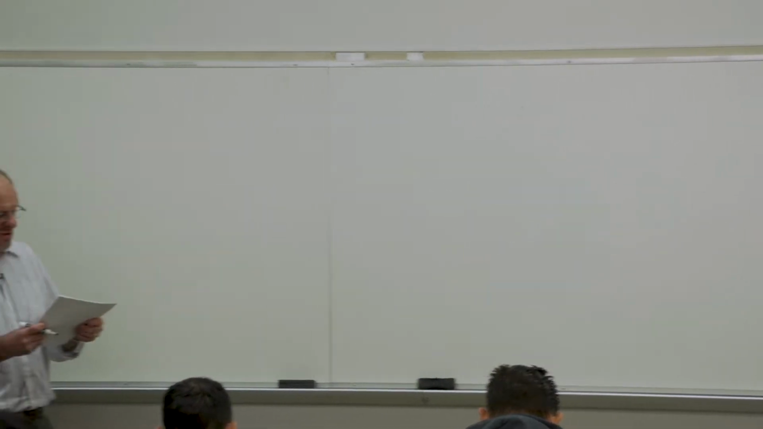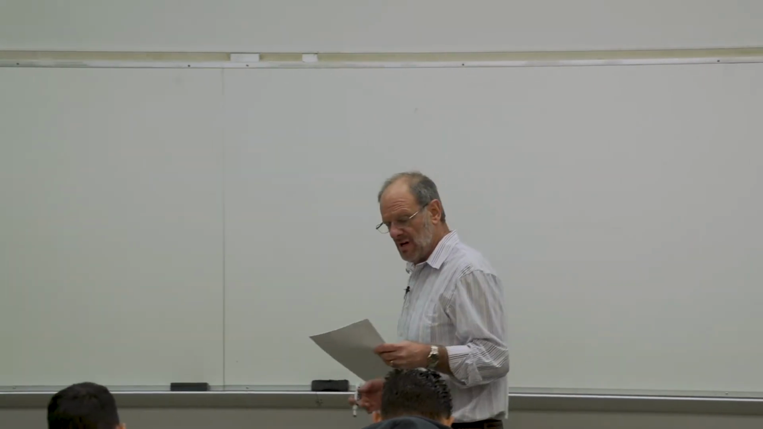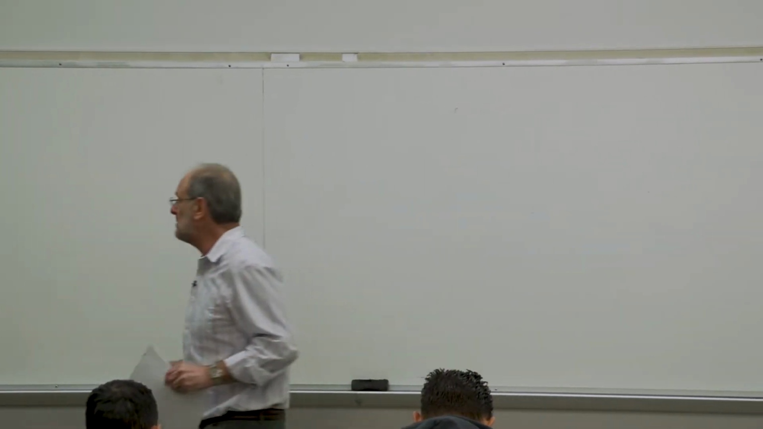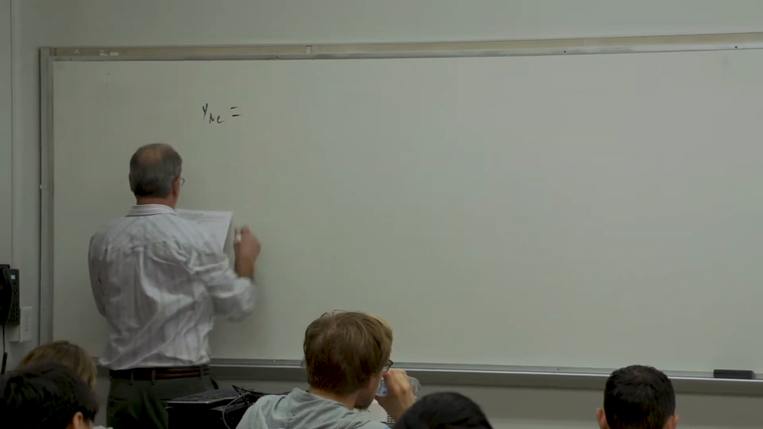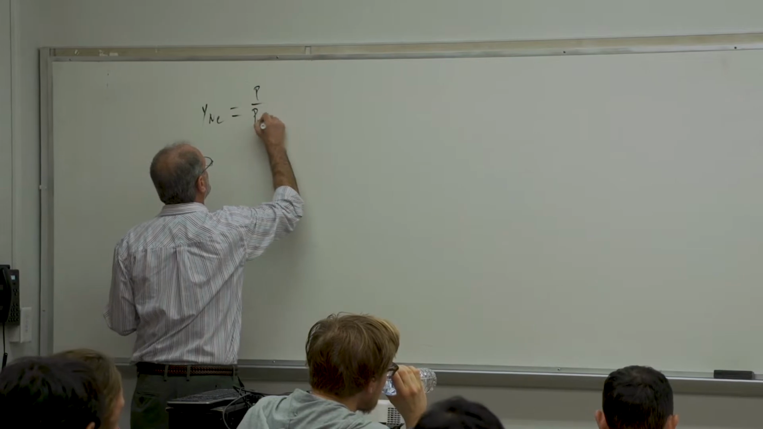So the first thing we need to do is recognize that we need mole fractions, and we know that the mole fractions are going to certainly be related to the various partial pressures. We know that the mole fraction is just the partial pressure divided by the mixture pressure. So we can find the mole fraction for neon. Again, it's just the pressure over the mixture pressure.